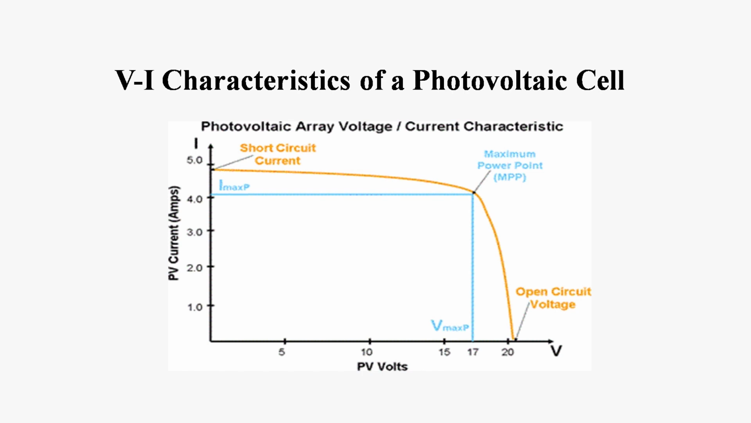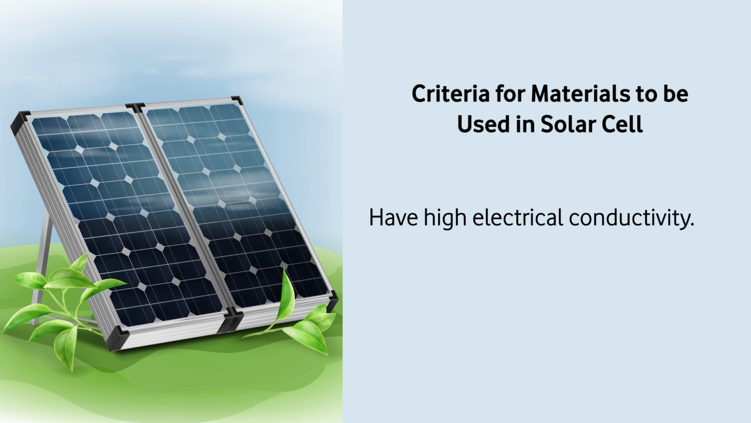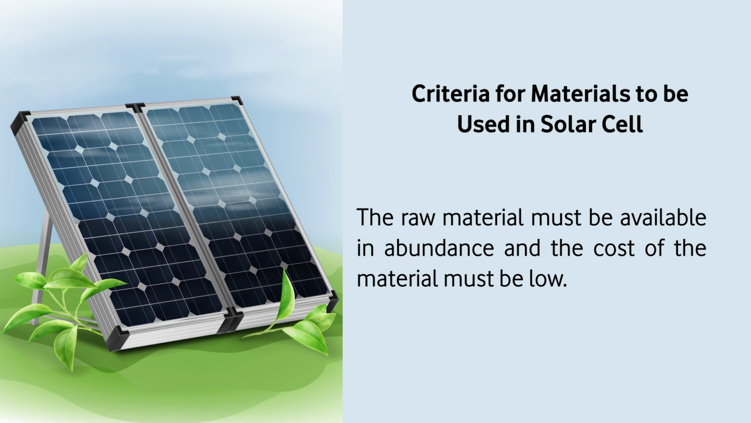Now we will discuss criteria for the material to be used in the solar cell. It must have a band gap from 1 electron volt to 1.8 electron volt. It must have high optical absorption. It must have high electrical conductivity. The raw material must be available in abundance and the cost of the material must be low.